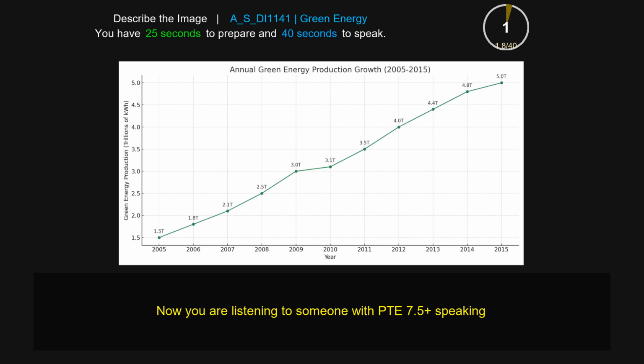This figure gives information about the annual green energy production growth from 2005 to 2015. The x-axis gives information about the year, and the y-axis gives information about the green energy production in trillions. The line is shown in green color. Similarly, the highest number is 5 trillion, which is in 2015, and the lowest number is 1.5 trillion, which is in 2005. In 2009 there is 3.0 trillion, and in 2010 there is 3.1 trillion. The line of the annual green energy production growth is in an increasing trend.